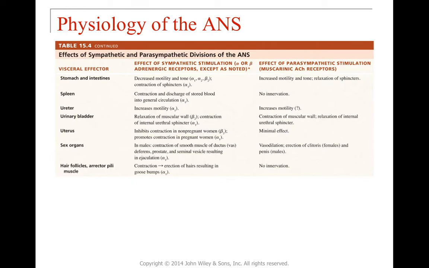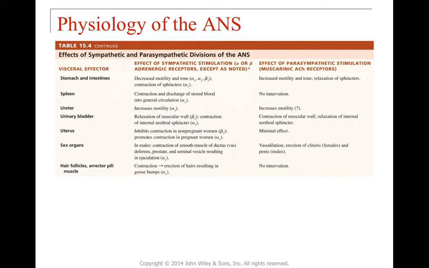So in terms of the stomach and intestines, the effects of sympathetic stimulation is that we end up with a decreased motility, decreased contraction, and contraction of sphincters. So decreased motility and tone and an increased contraction of the sphincters. And that's because we're going to be slowing down digestion during this time frame. Parasympathetic stimulation will have increased motility. Things will start turning more, increased muscle tone in those regions, and also relaxation of sphincters to allow the digestive process to proceed.